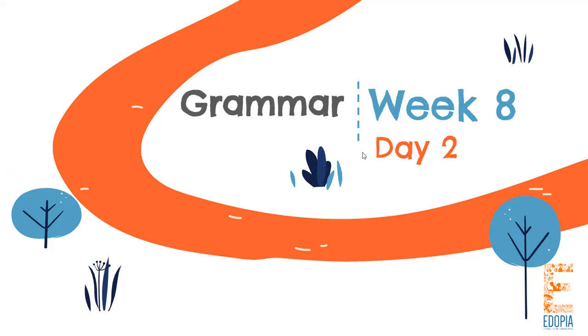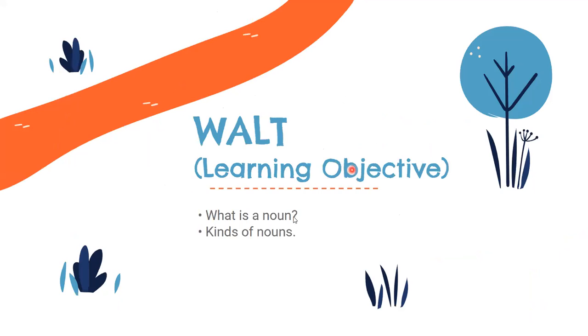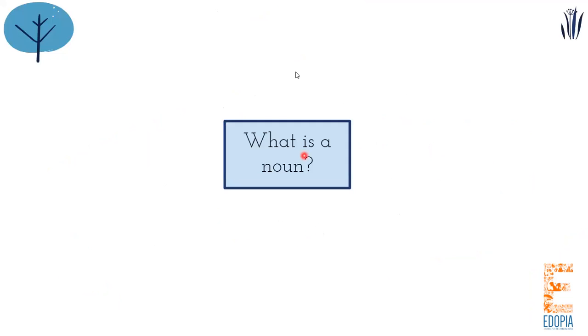Okay, now welcome to week 8, day 2. On this day we did grammar. So in grammar we basically talked about what is a noun and we talked about kinds of nouns. So what is basically a noun?